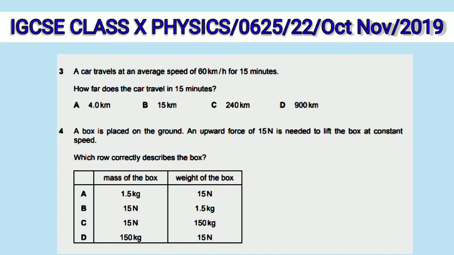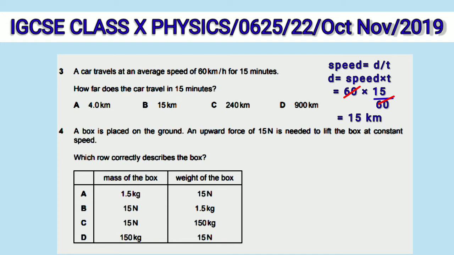Third question. A car travels at an average speed of 60 kilometers per hour for 15 minutes. How far does the car travel in 15 minutes? We know speed is equal to distance upon time, but here we have to find distance. So distance is equal to speed into time. Speed is given as 60 kilometers per hour and time is 15 minutes, so we will divide it by 60 to change it into hours. 60 will get cancelled and we have distance equal to 15 kilometers. So option B is the correct answer.